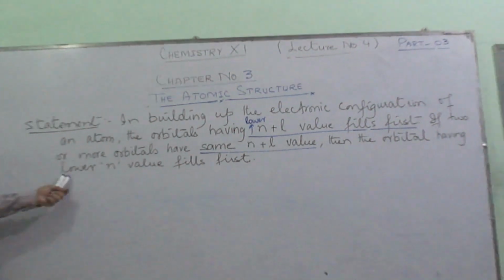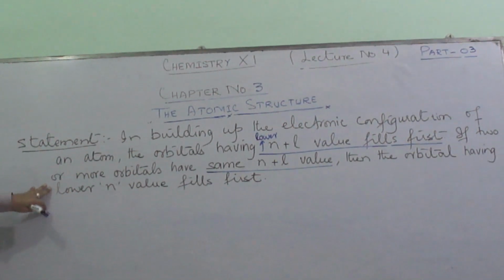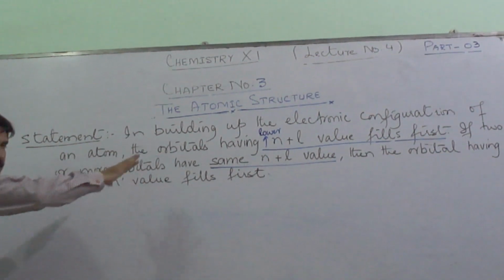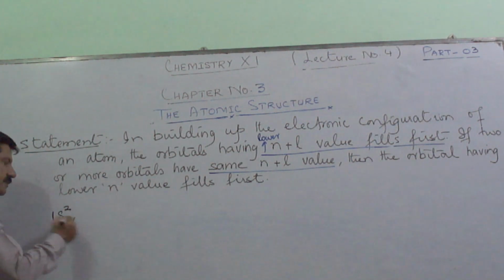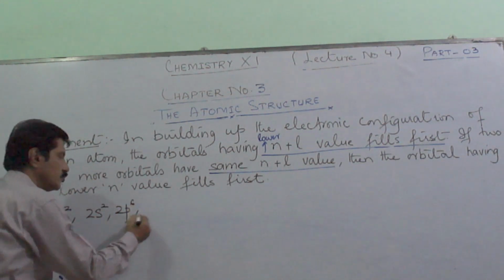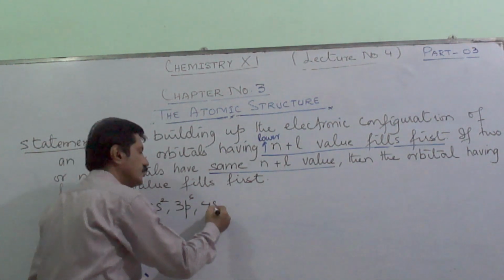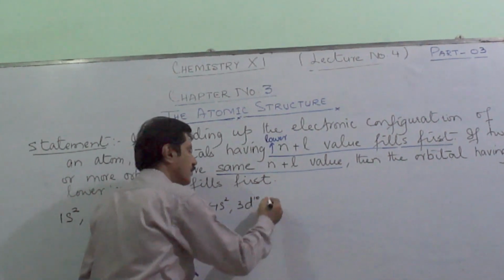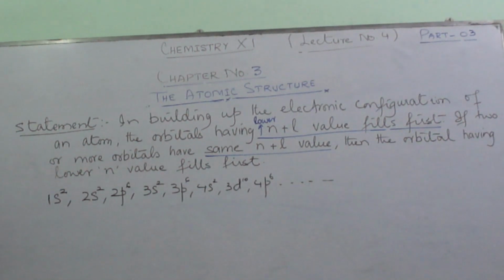Now if I want to explain this statement to you, I must tell you that the order of filling of electrons according to the Aufbau principle was entirely based upon this n plus l rule. If you recall, the order of filling electrons which we did was 1s2, 2s2, 2p6, 3s2, 3p6, 4s2, 3d10, 4p6, and so on. This was the order of filling electrons.